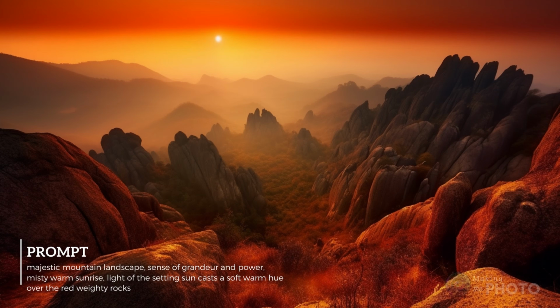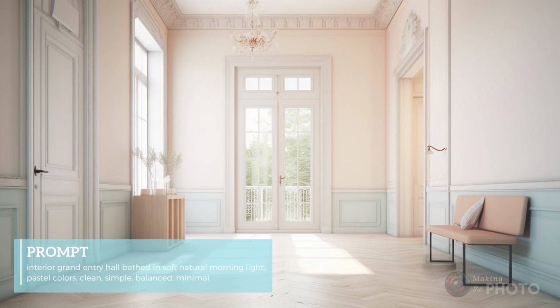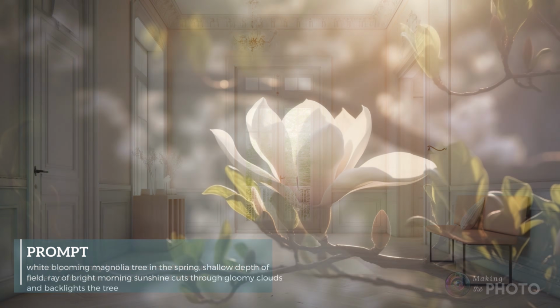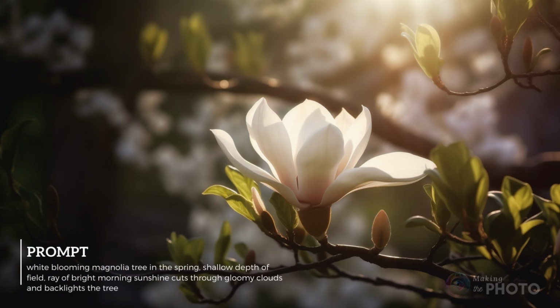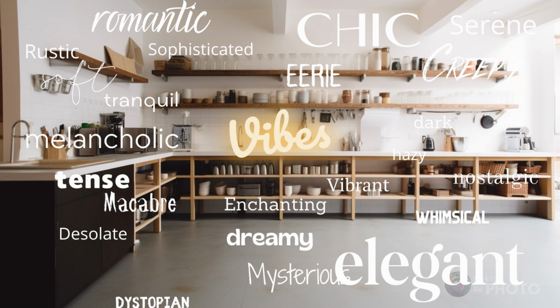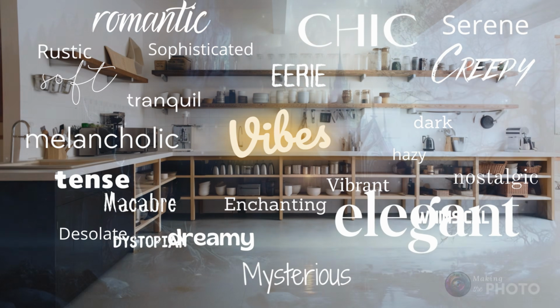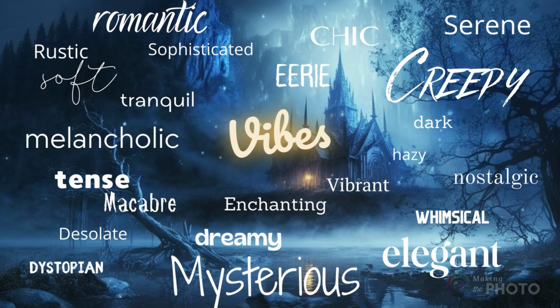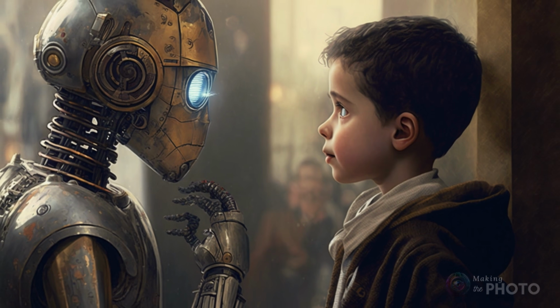With AI, you don't have to imagine every last detail, but point the AI in the right direction. Your description sets the vibe. Are you after a romantic and dreamy vibe? Or something more chic and elegant? Or maybe creepy and mysterious? You can have any vibe you want. The trick is telling the AI what you want.